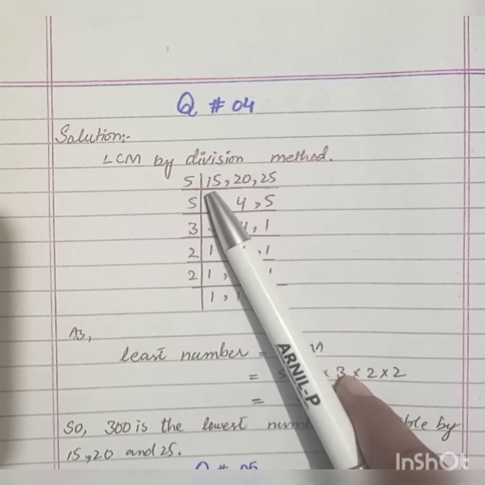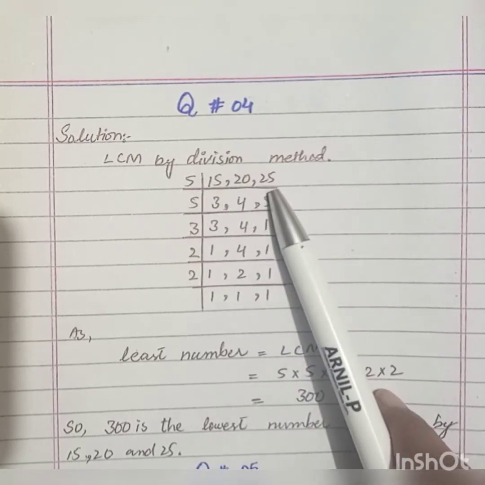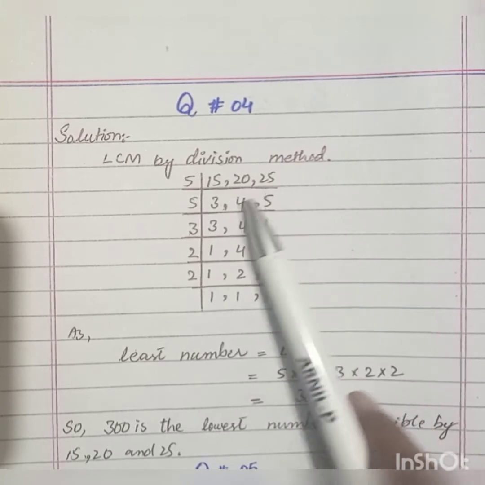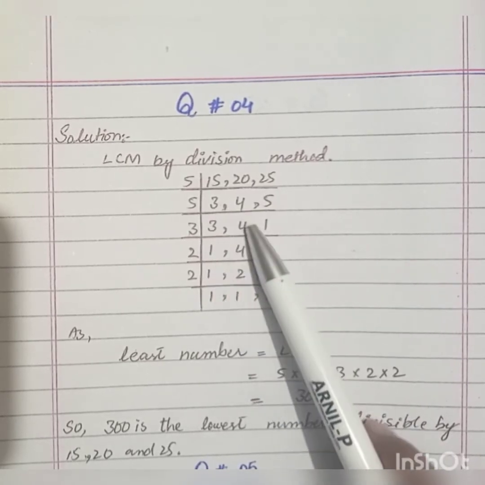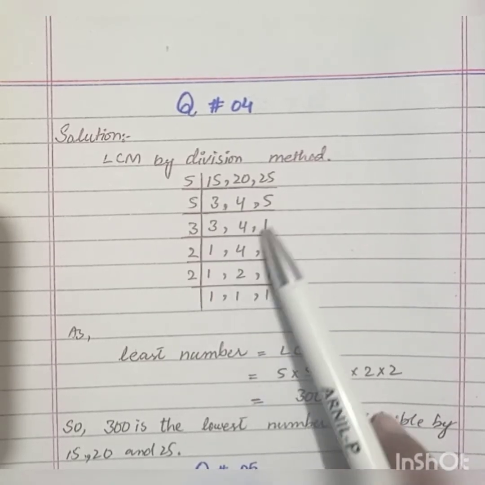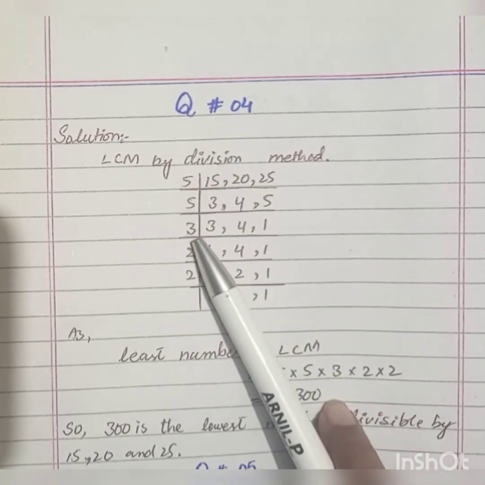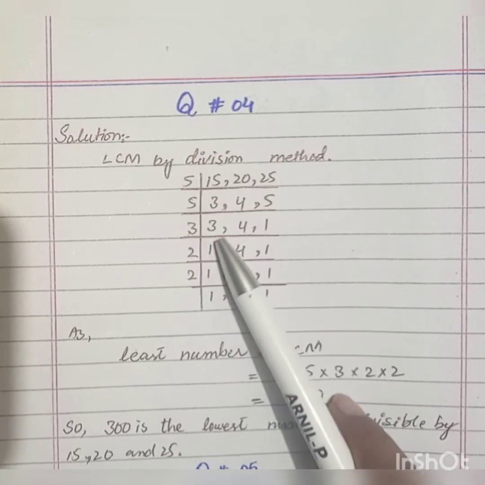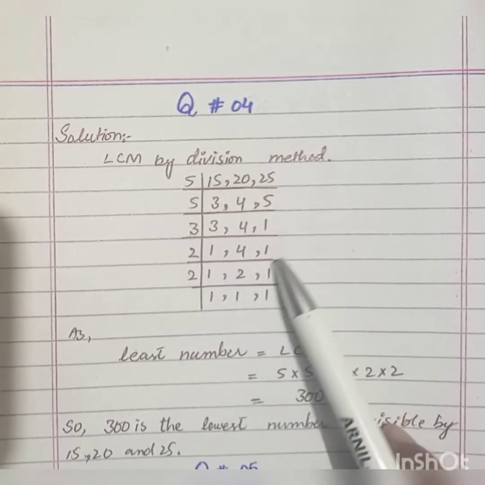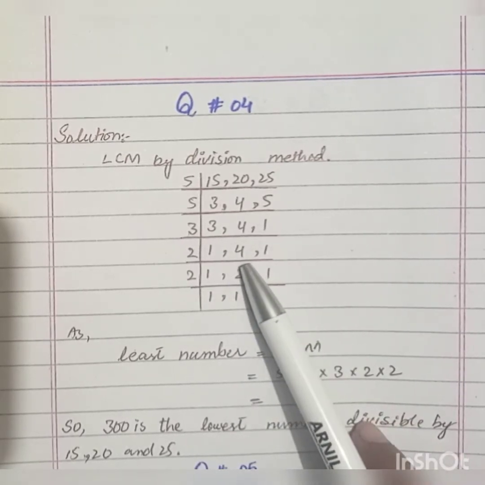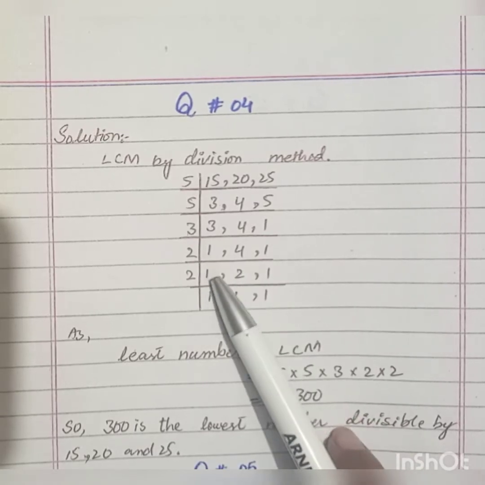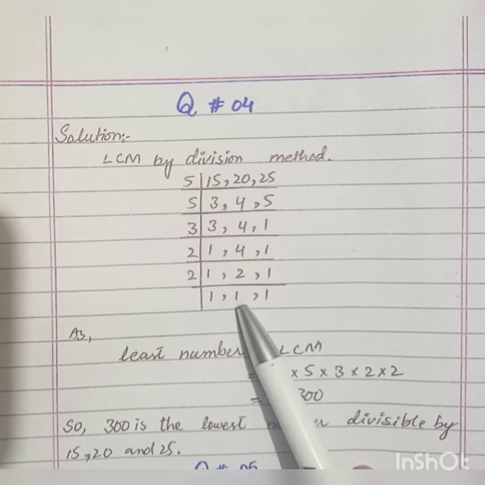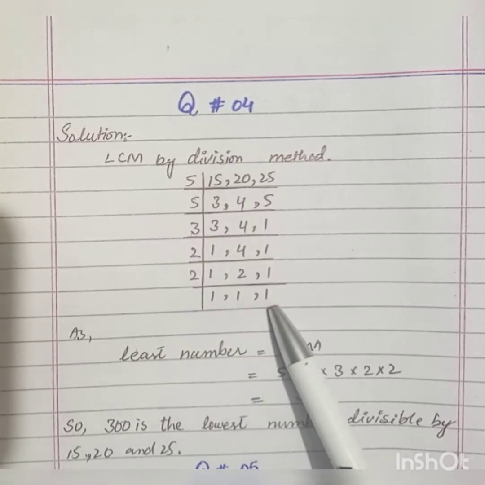So we can see that these three numbers can be divided by 5. So 5 threes are 15 and 5 fours are 20. 5 fives are 25. Now 3 will be as it is and 4 will be as it is and 5 ones are 5. Now students, let's select the divisor 3, and 3 ones are 3. 4 will be as it is and 1 as it is. Now here 4 is divisible by 2, so 1 will be as it is, 2 twos are 4 and 1 also as it is. Now 1 as it is and 2 ones are 2 and 1 as it is.